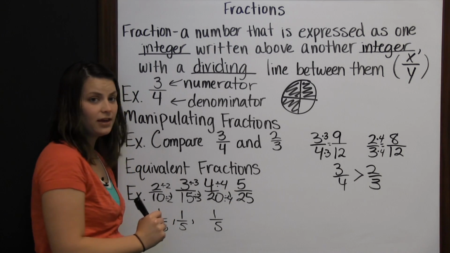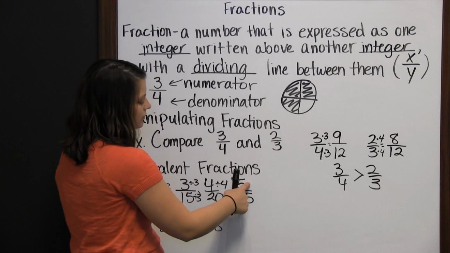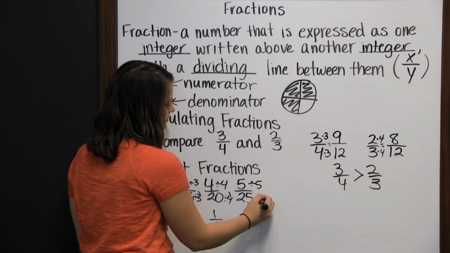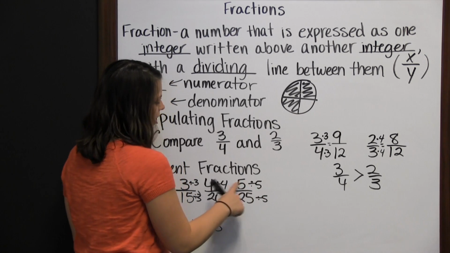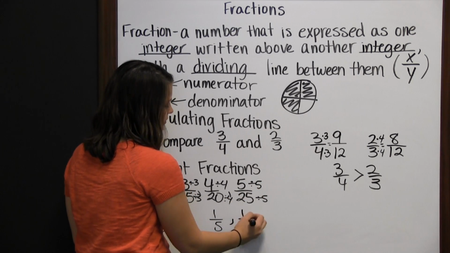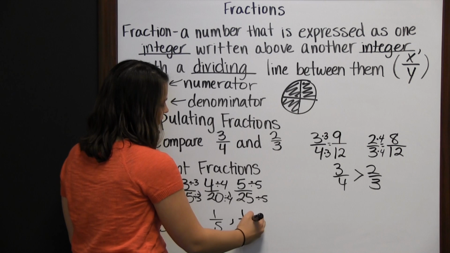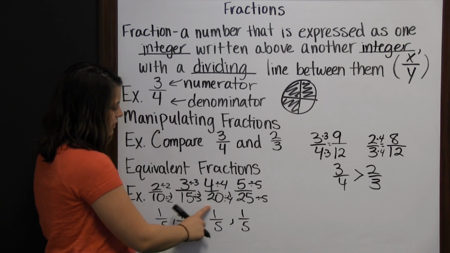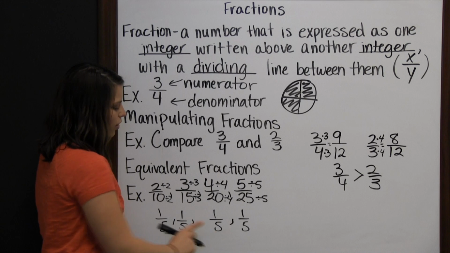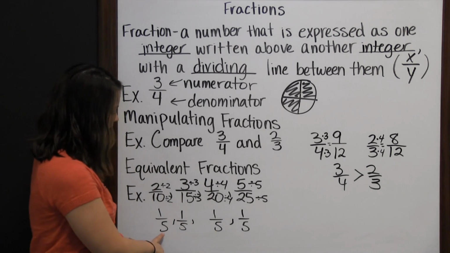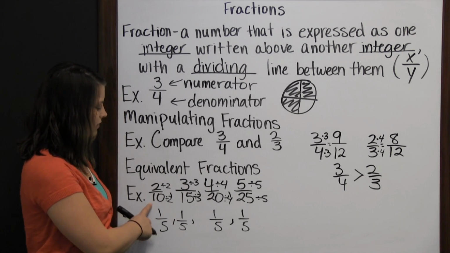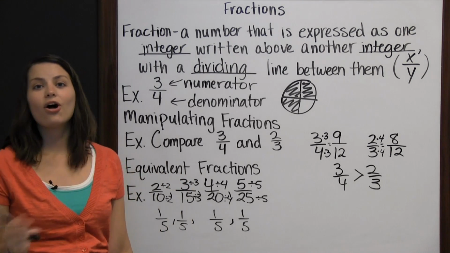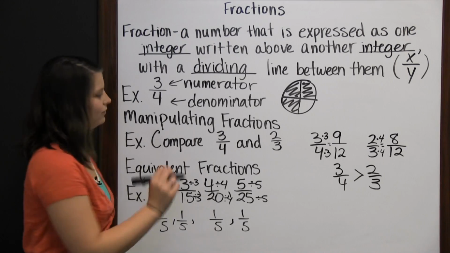Finally, 5/25. Numerator and denominator are both divisible by 5. 5 divided by 5 is 1. And 25 divided by 5 is 5. So as you can see, all 4 of these fractions are equal to 1/5. 1/5 is the simplest form of these fractions, and they are all equivalent fractions since they all have the same value, 1/5.